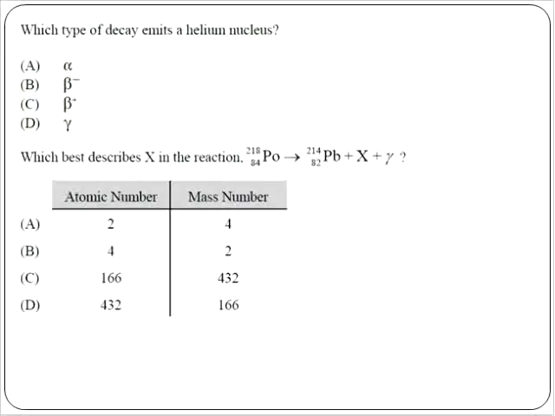Last couple. Which type of decay emits a helium nucleus? Like I said, I just took these off of all public exams. This is obviously a very common question. The helium nucleus, that's alpha. Which best describes X in this reaction? Well, just look at the numbers. It would have to be a 4 on top and a 2 on the bottom. So in other words, the atomic number would have to be 2 and the mass number would have to be 4. That would be A.